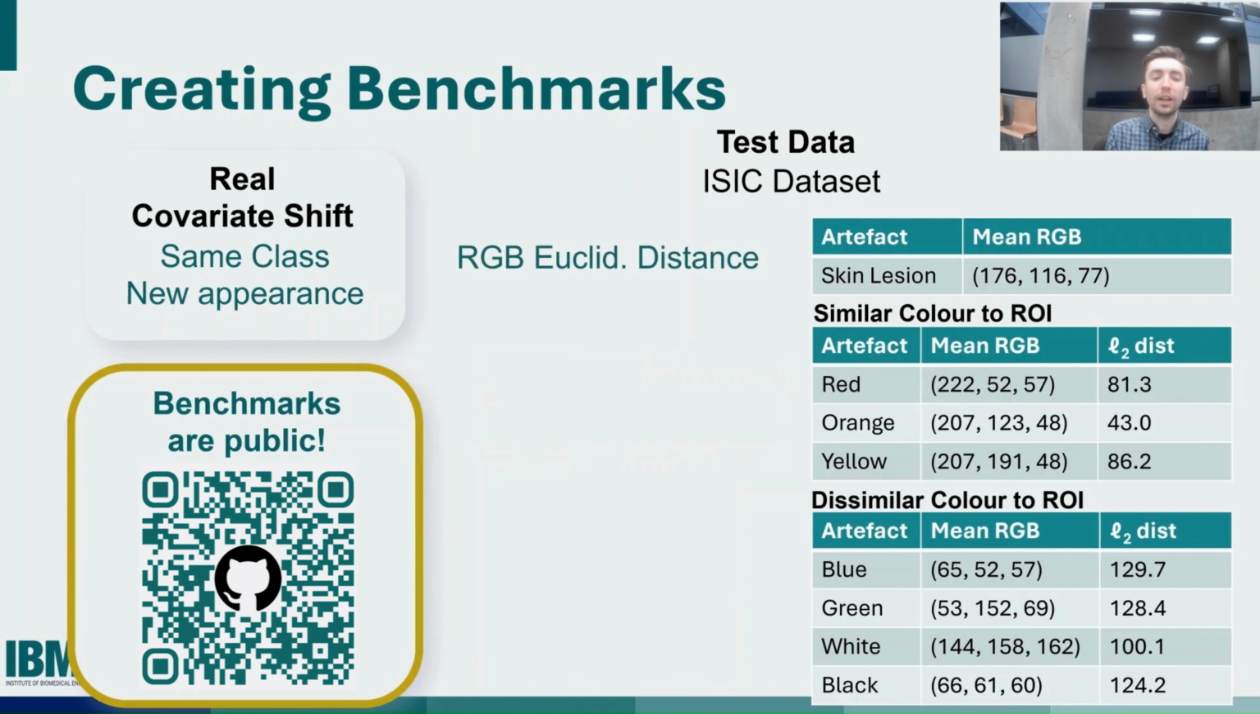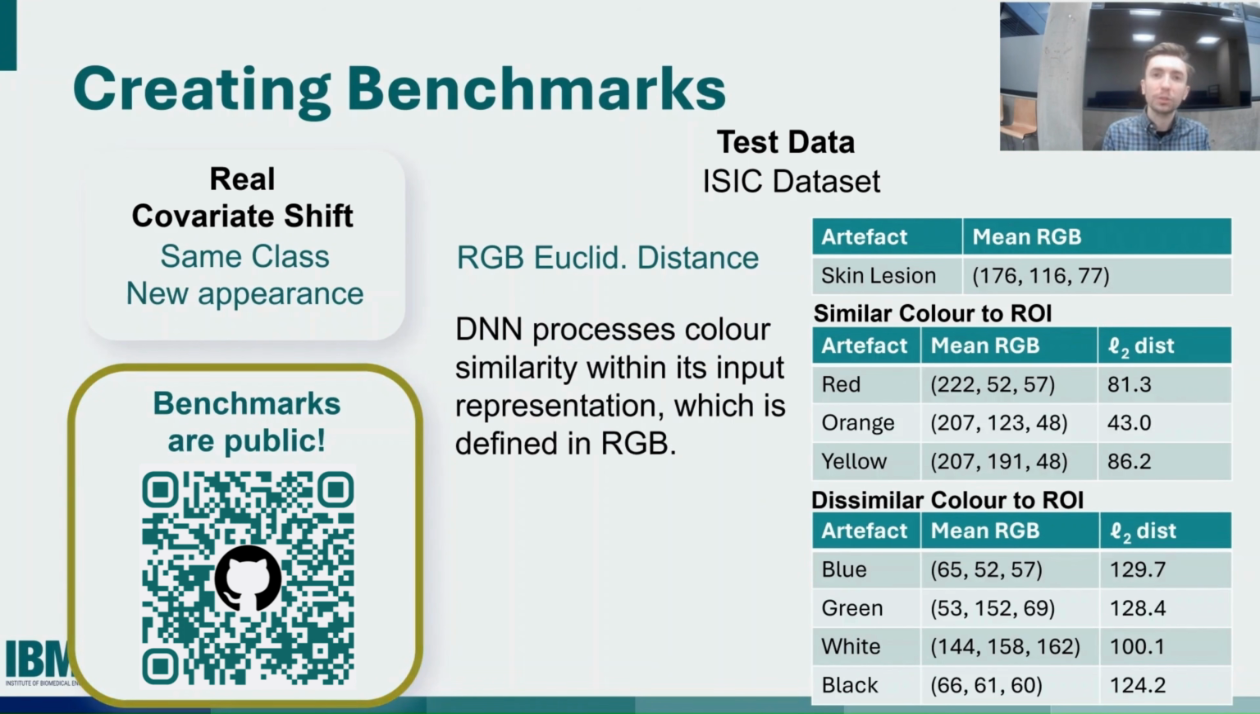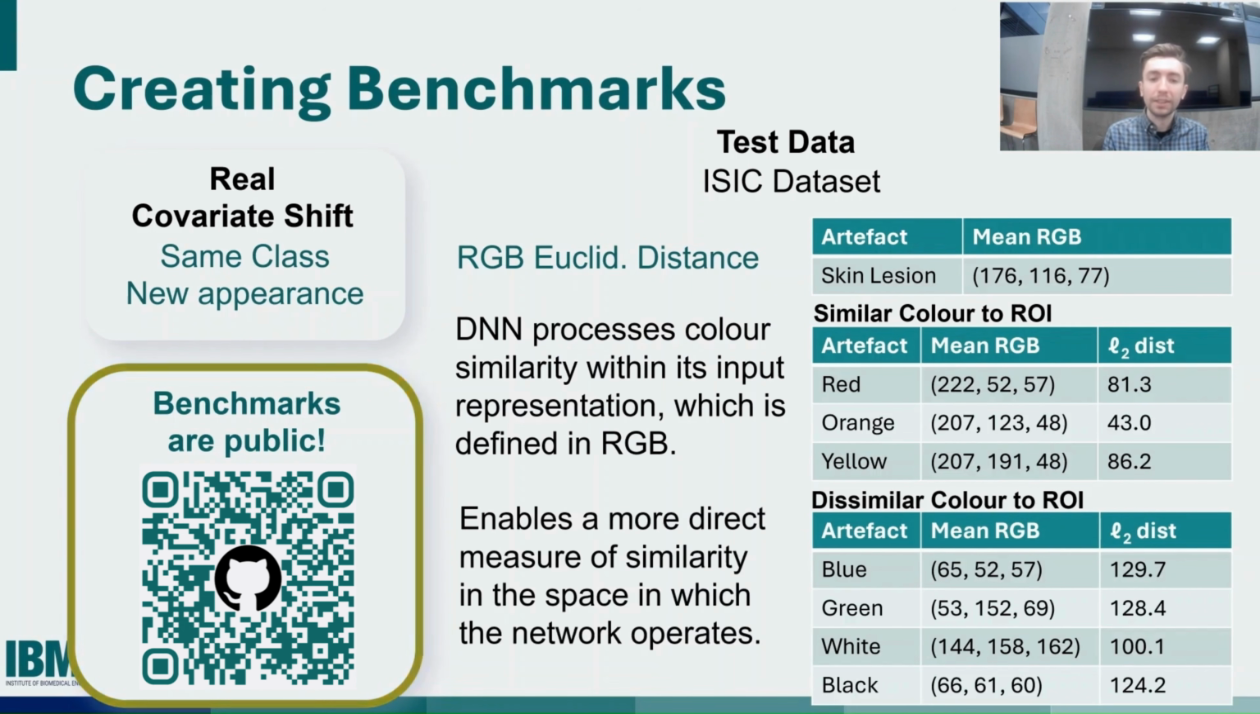The question is, why do you use RGB Euclidean distance? Because there are other metrics that may be closer to how humans perceive color. Well, we want to emphasize that DNNs process color similarity within their input representation, which is defined in RGB space. And so by measuring RGB Euclidean distance, this enables a more direct measure of similarity in the space in which the network operates.